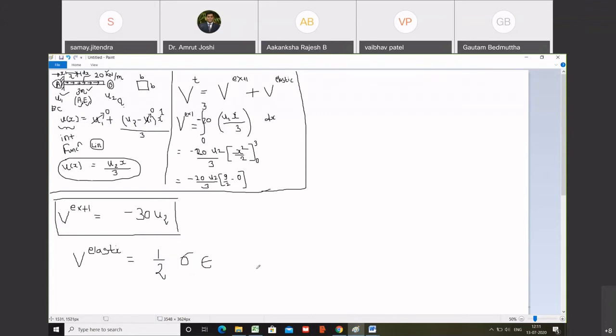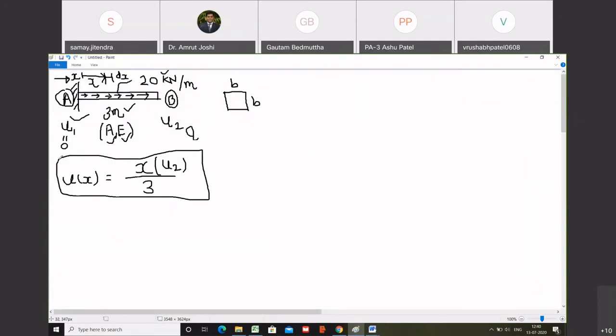This is now the strength of materials equation, you should remember this. Half stress into strain is the strain energy stored per unit volume, and its integration over entire volume is going to give you the elastic potential energy. It is something like 1/2 kx square for a spring.